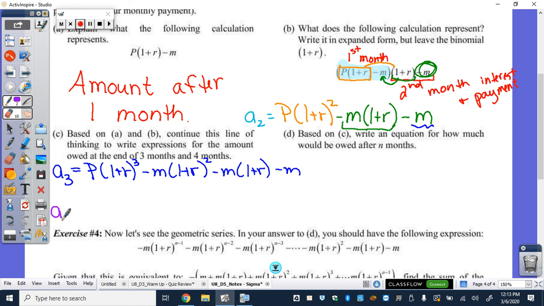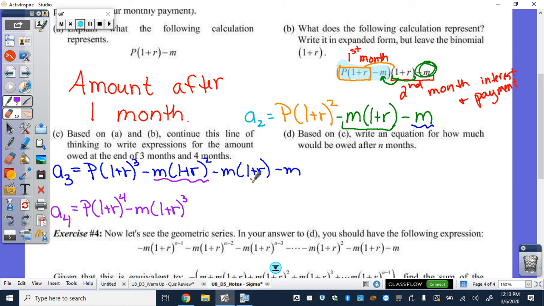So then for month 4, b times 1 plus r to the 4th, whatever month that is, that's raised to that power. What would happen to this one? What would happen to that exponent? It would become a 3 because now that payment, which again was from the first month, was 3 months ago.